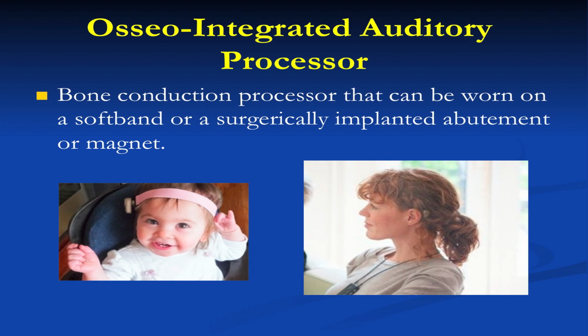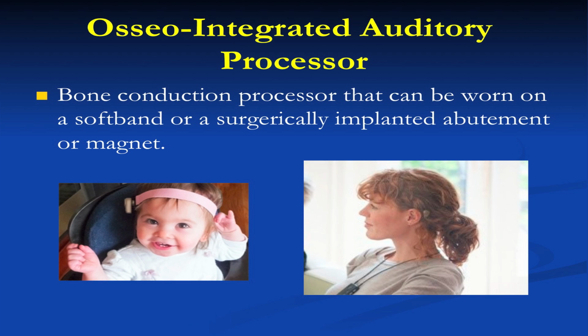So children under the age of 5 can wear the processor on a headband, and the processor just needs to sit where the sound can be transferred through the bone. That can be on the forehead or behind the ear, but anywhere that it has good contact with bone. For adults or anyone who has the surgery, there are two choices.